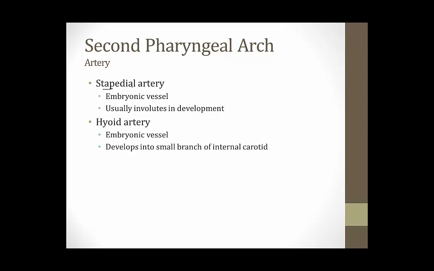The first one is the stapedial artery. It's an embryonic vessel that usually involutes in development. The second vessel is the hyoid artery, which is also an embryonic vessel. It develops into a small branch of the internal carotid in the adult.